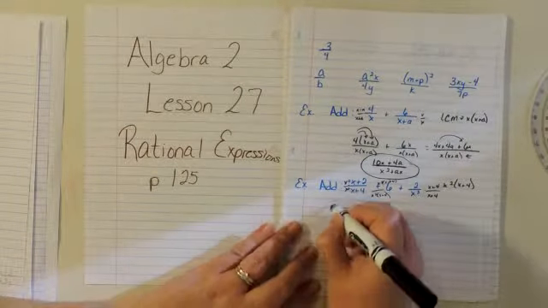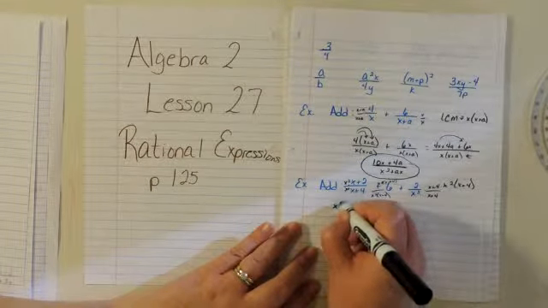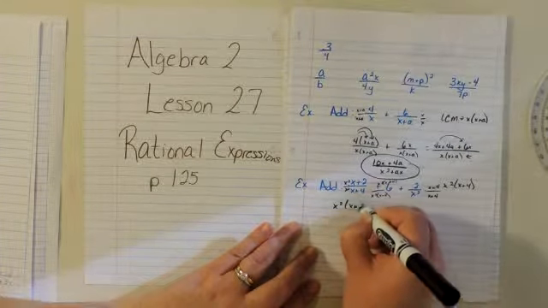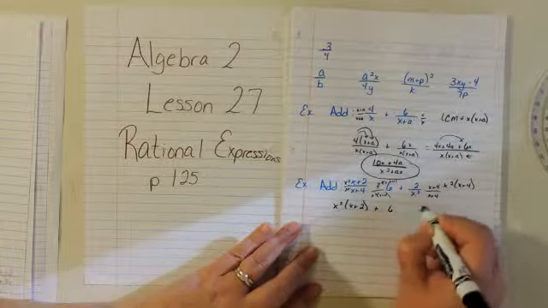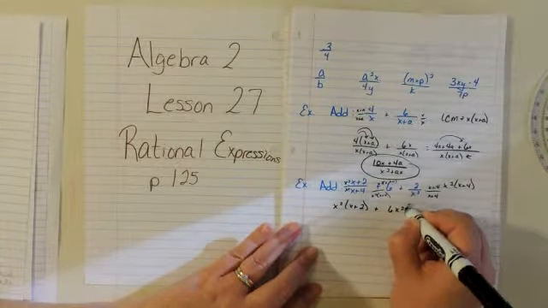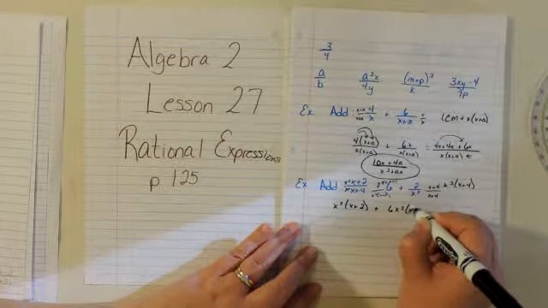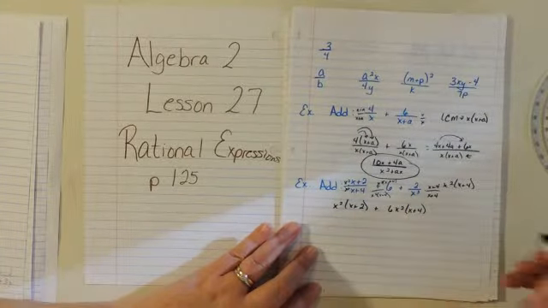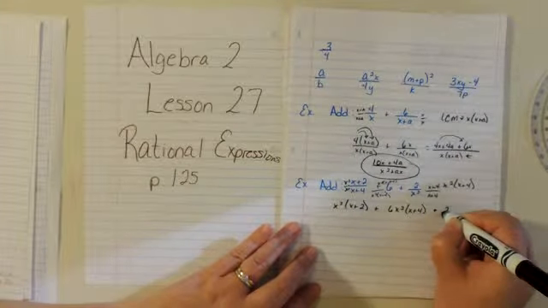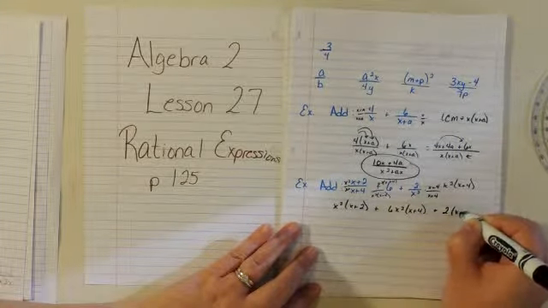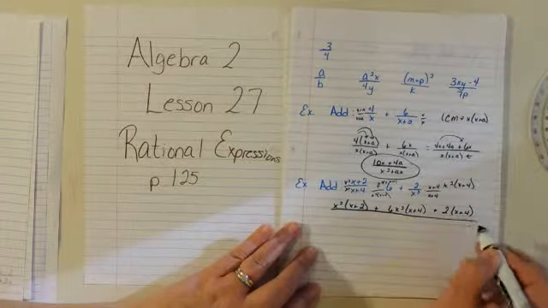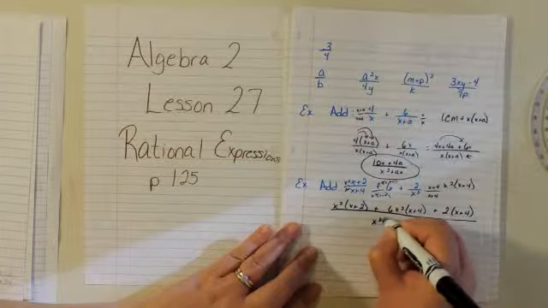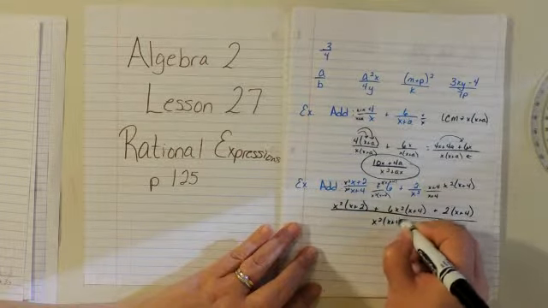Okay? So we end up with x squared times (x plus 2) plus 6 times x squared times (x plus 4) plus 2 times (x plus 4). And then this all over x squared times (x plus 4).